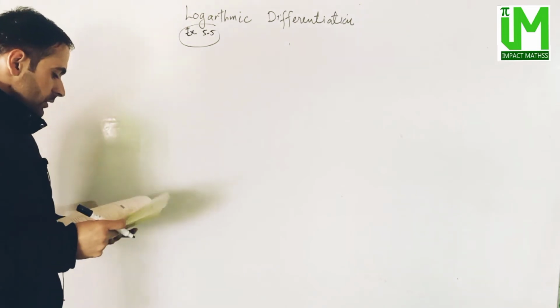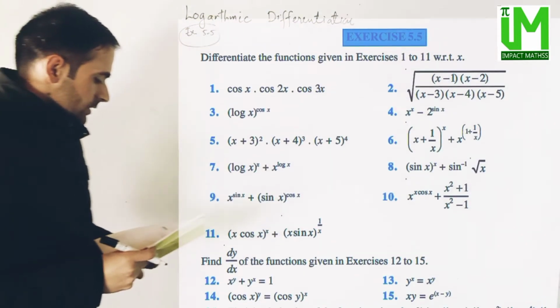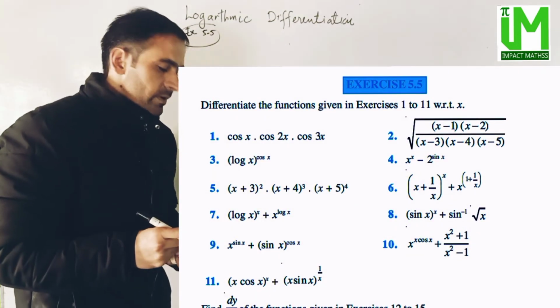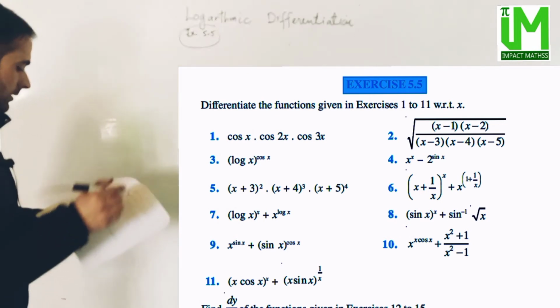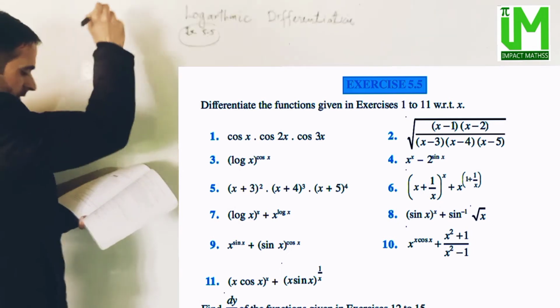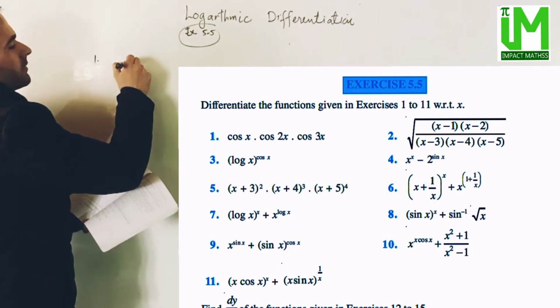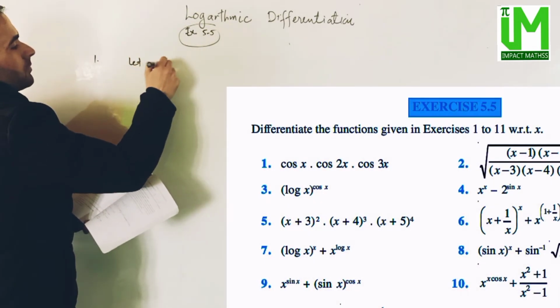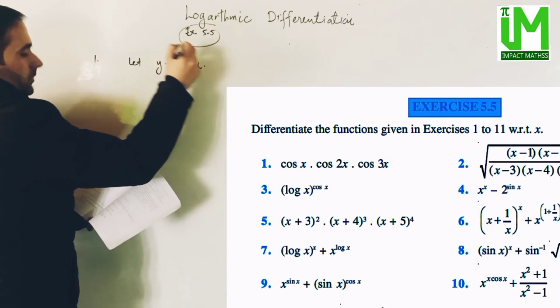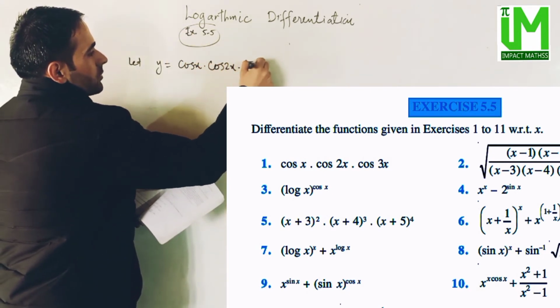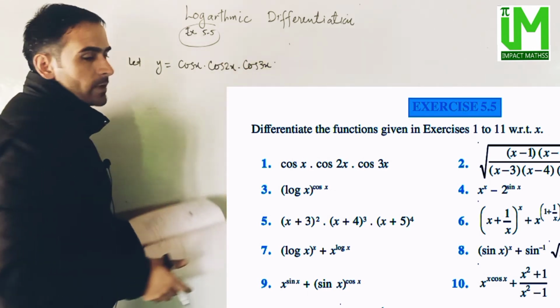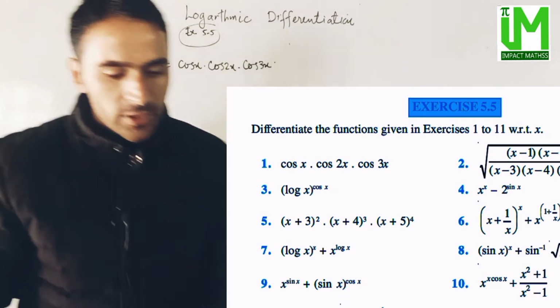Exercise 5.5, question number 1. We have to differentiate the function as given in exercises 1 to 10 with respect to x. That means we have to treat x as an independent variable. So question number 1 is cos of x, cos of 2x into cos of 3x. Let y be equal to cos of x, cos of 2x into cos of 3x.